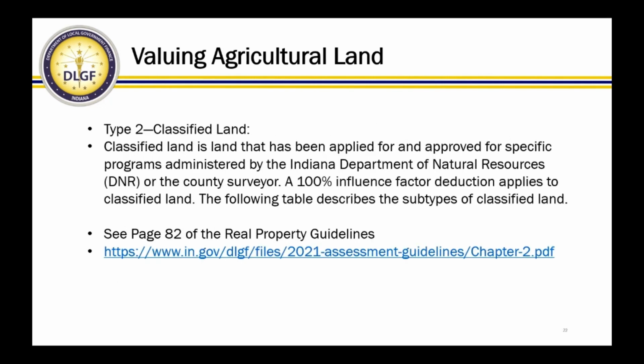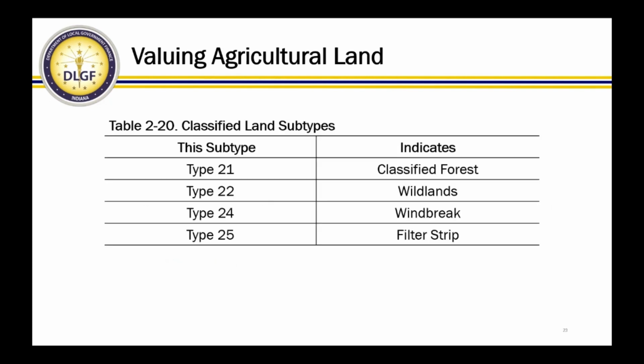So classified land is, as you can see, land that has been applied for and approved for specific programs administered by the DNR. A 100% influence factor deduction applies to classified land. And the following table will show you the different types of classified land. So you could have classified forest, wildlands, windbreak, and filter strips.